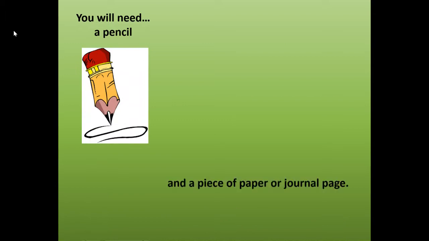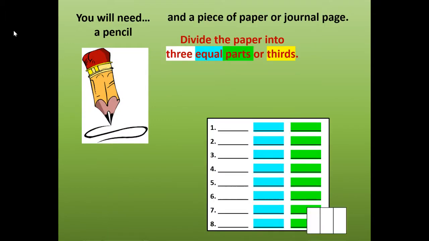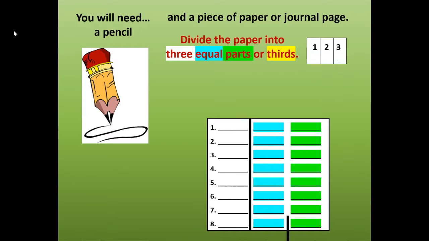Today I'm going to focus on Chapter 13 of Bud Not Buddy and the vocabulary words and phrases 1 to 8. So for this lesson, you will need a pencil and a piece of paper or journal page. You're going to divide the paper into 3 equal parts or thirds. Then you're going to write your numbers 1 to 8. If you need to, push pause, get your paper and pencil, write your numbers 1 to 8, and then when you're ready to join me, push play.